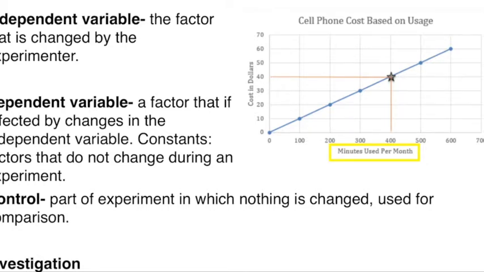The control is something that's not changed, and you're using that as a comparison. So if you're testing a fertilizer, you might want to have a plant that doesn't have any fertilizer in it that's growing. Then as you test yours, you're comparing it to the one that doesn't have any. So you're comparing it to its control.